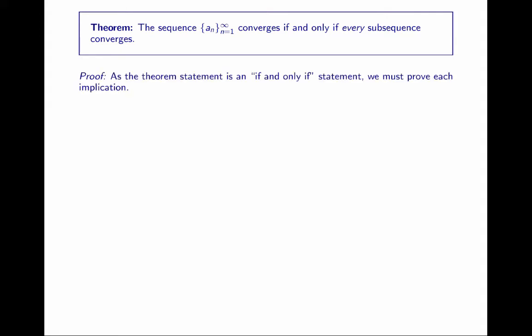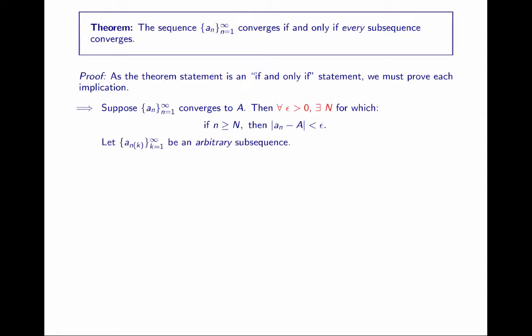So let's prove this. Now, as the theorem statement is an if and only if statement, we have to prove each implication. So let's prove the forward implication by supposing that a_n converges to some limit a. What does that mean? Well, it means for any epsilon greater than 0, there's a natural number N for which if little n is greater than or equal to big N, then the distance between a_n and big A is less than epsilon.